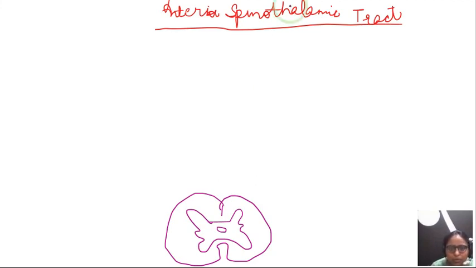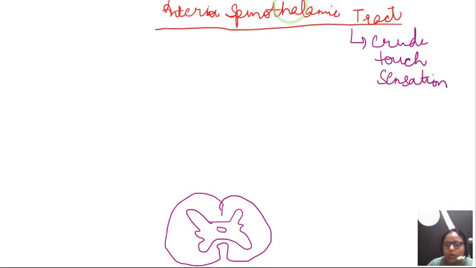Now, the anterior spinothalamic tract carries your crude touch sensation. What is crude touch? For example, fine touch is a very light, simple touch, and if I just press, this is your crude touch, which is carried by the anterior spinothalamic tract. If there is any lesion or disruption in the anterior spinothalamic tract, the patient will suffer loss of contralateral crude touch sensation.